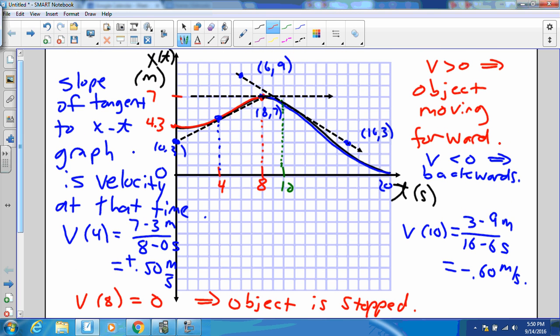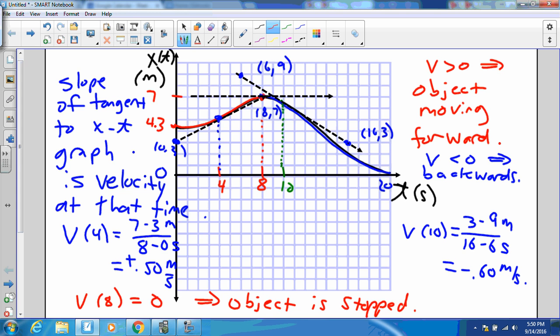So there are two things that I want you to take away from this. The first is simply how to compute velocity at a point. And the answer is draw a tangent line at that point, find its slope. The slope of the xt graph is the velocity. The second thing that I want you to see is that a positive slope indicates that the object is moving forward, and a negative slope indicates that the object is moving backwards, and a 0 slope indicates that the object is stopped at that time.